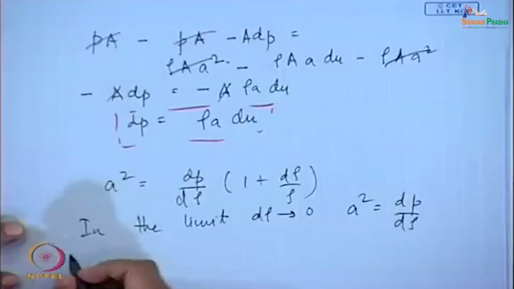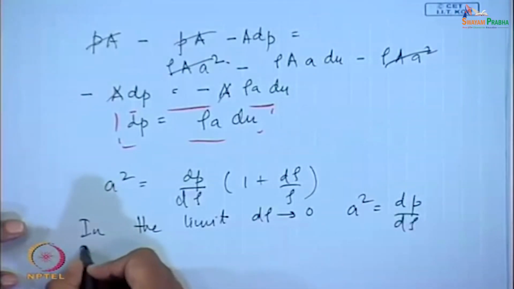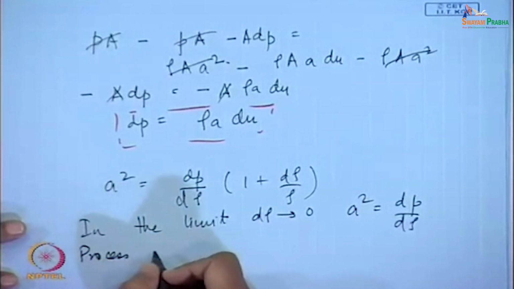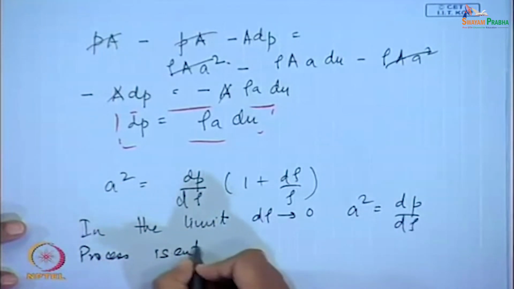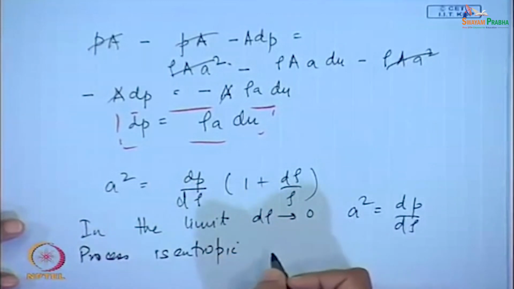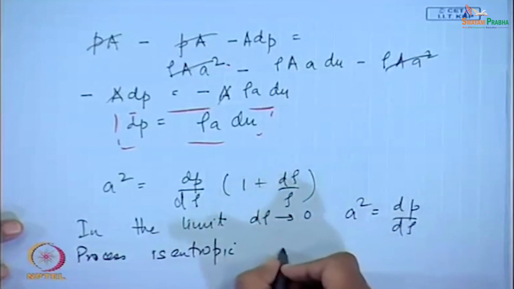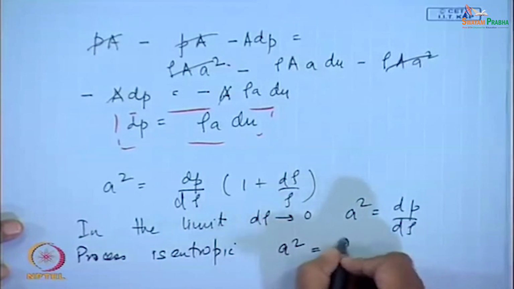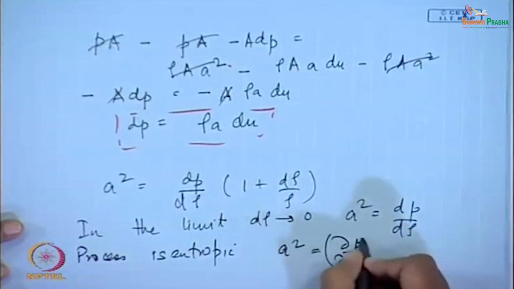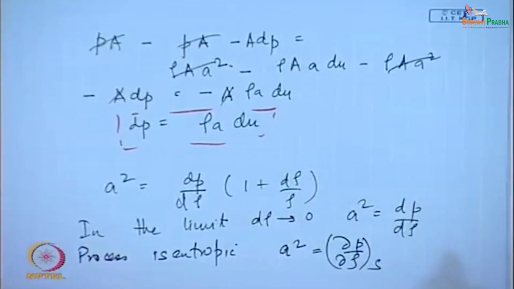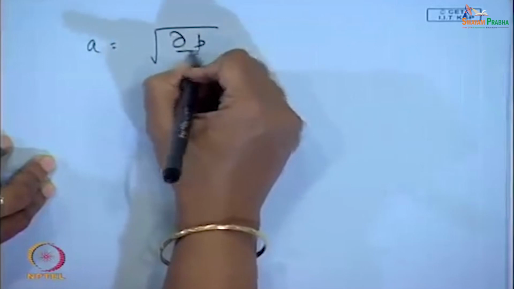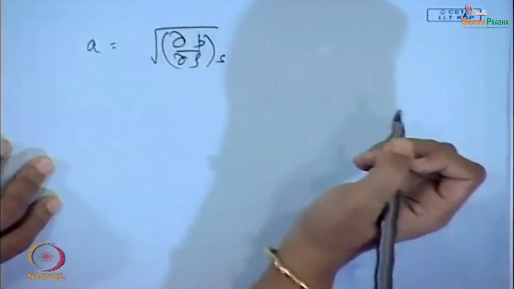So, remember that we have done this derivation under the condition of an adiabatic and reversible process, or in other words, this derivation was done for an isentropic process. So, putting this condition here, we can write down a squared is nothing but equal to del P by del rho under isentropic conditions, okay? Or in other words, a equals root over of, which you already know, dP by d rho at constant S.